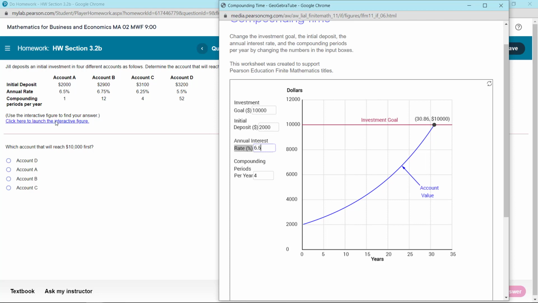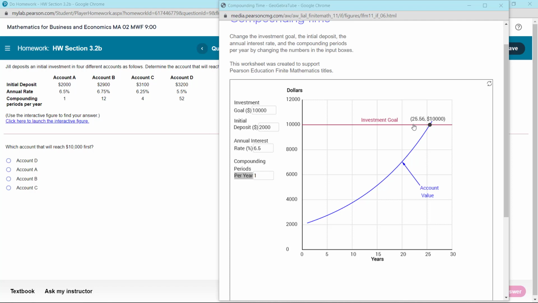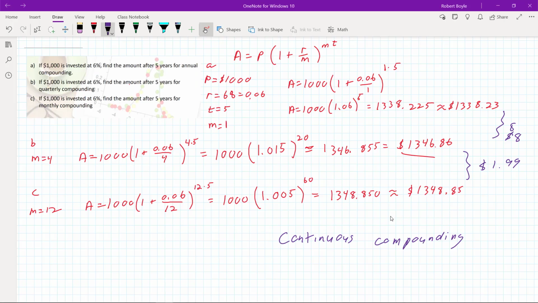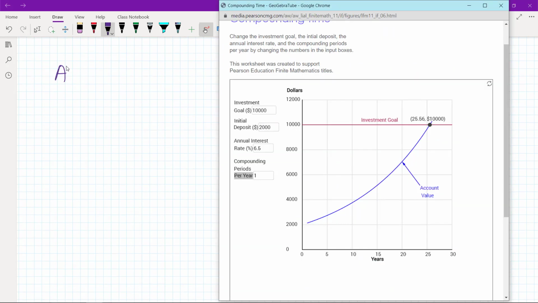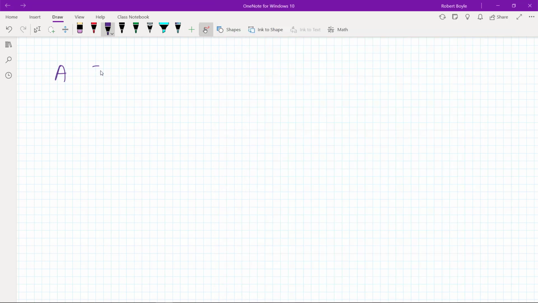And we have one compounding period per year, so we're going to put that in here, enter, and there we go. It turns out that we will reach $10,000 in 26.56 years. So we probably want to write that down somewhere. So let's bring up OneNote. So we have that for account A, 26.56 years. Okay, let's get back to where we were.